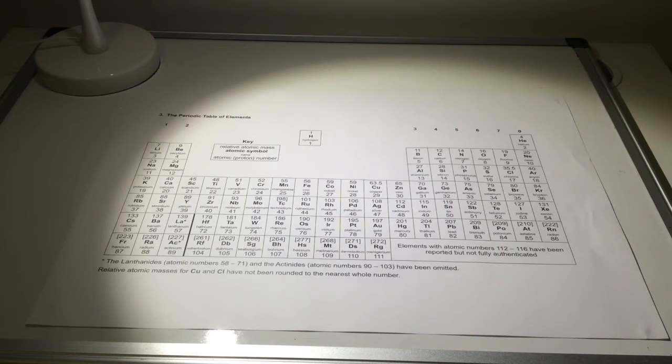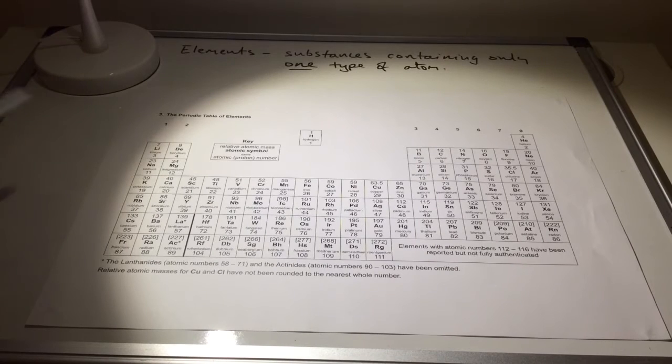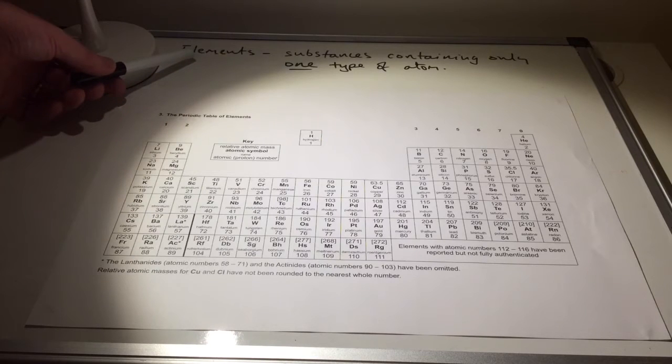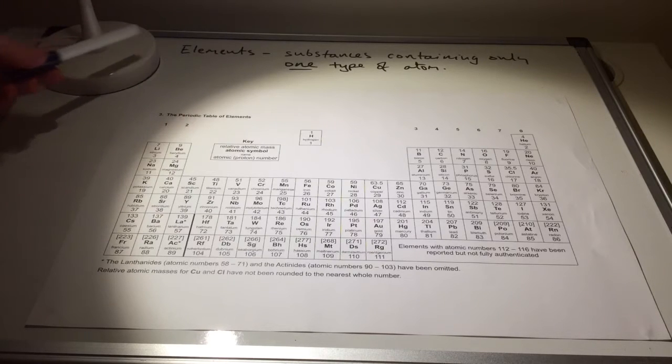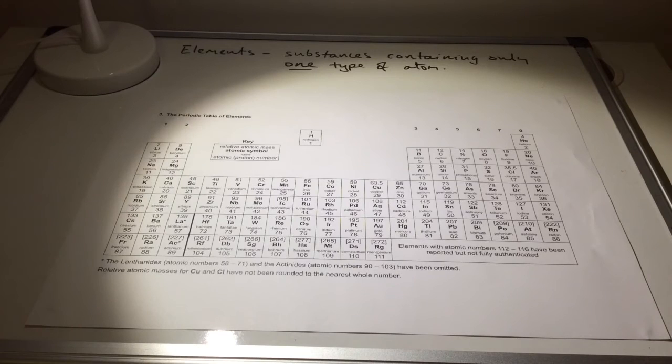In this video I'm looking at the periodic table. You can see we've got the full title here at the top. It's the periodic table of the elements, and just a reminder for you what an element is: substances containing only one type of atom. The horizontal rows in the periodic table are called periods.